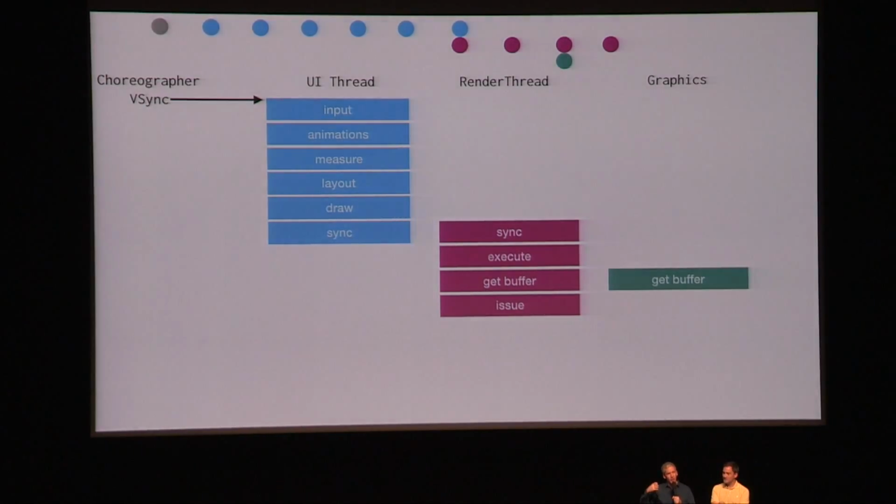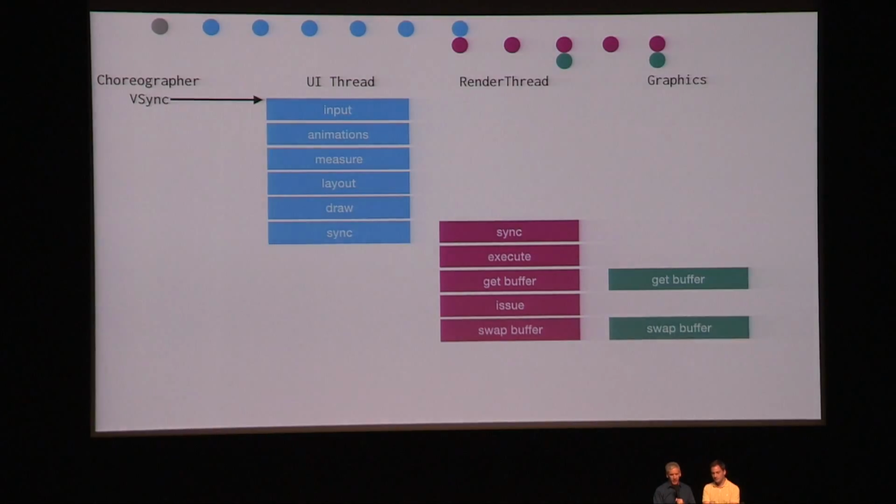And then we actually do OpenGL commands to talk to the GPU. And when we're done with that, we swap the buffer. We say, okay, we're all done. Now flip the buffer so that we can present these on the screen. And then that talks to the hardware compositor, which Romain is going to talk about later.